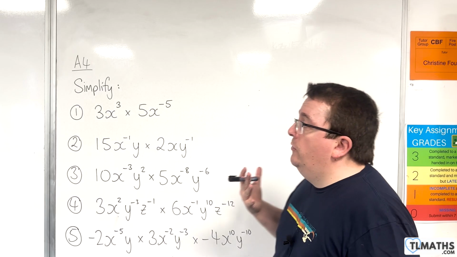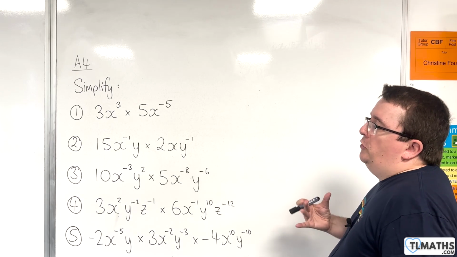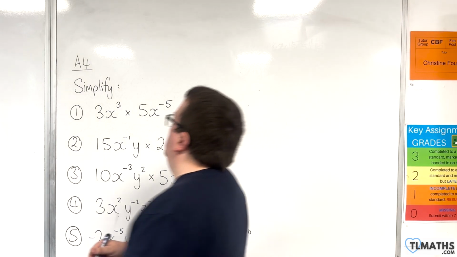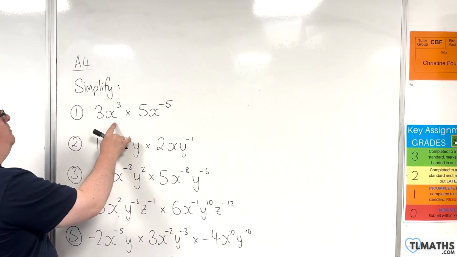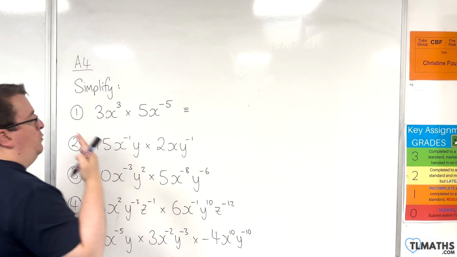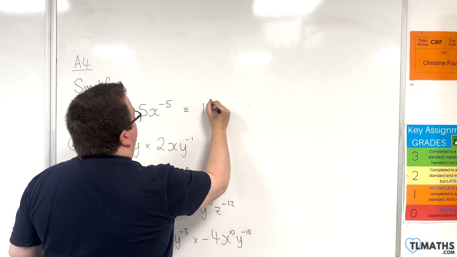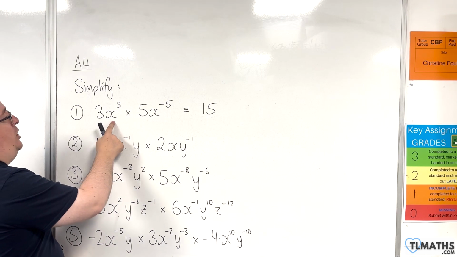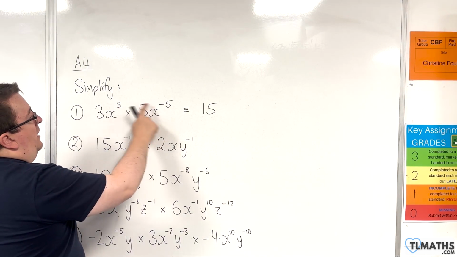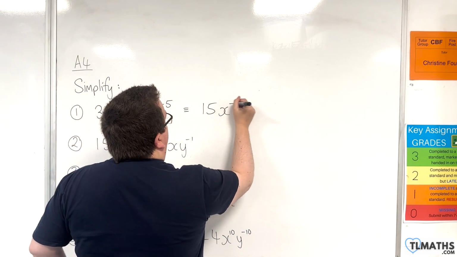So in this video we're going to go through some more examples of multiplying terms together, and this time I'm going to include some negative indices. So first one, we have 3x cubed times by 5x to the minus 5. So first of all, multiply your coefficients together. 3 times 5 is 15. Then we have x cubed times by x to the minus 5. So 3 plus negative 5, or 3 take away 5, is minus 2. So this will be x to the minus 2.